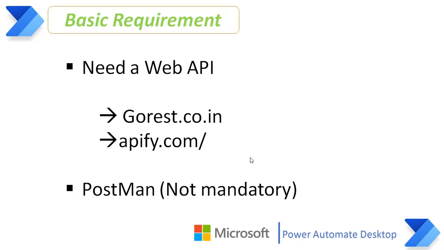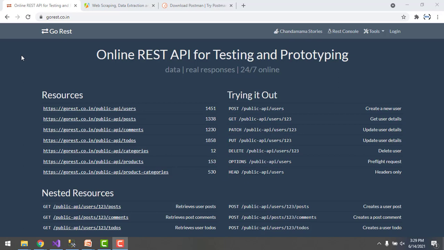Along with that, we require Postman, which is not mandatory. It is a good idea to have Postman to test our web API. Now let me show you these things, gorest.co.in and apify.com. Along with that, I will show you where to download Postman. If you don't have any web API readily with you, you can use gorest.co.in.